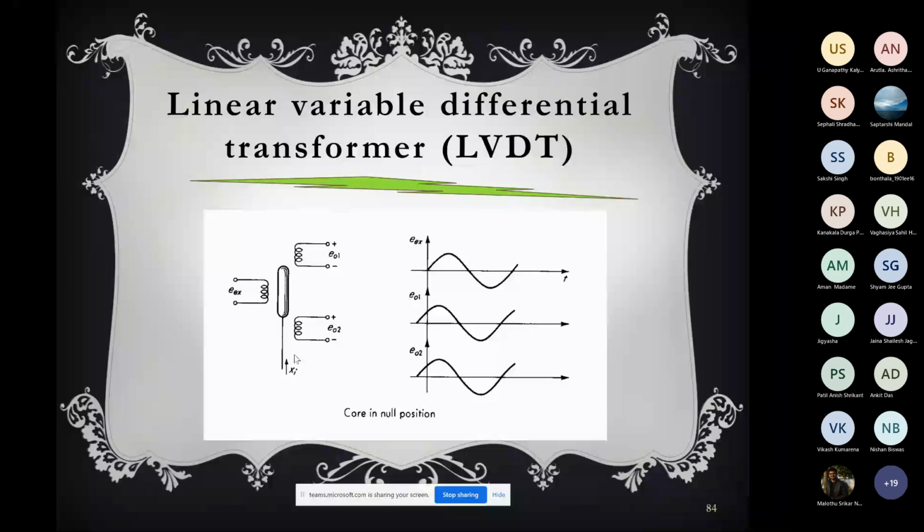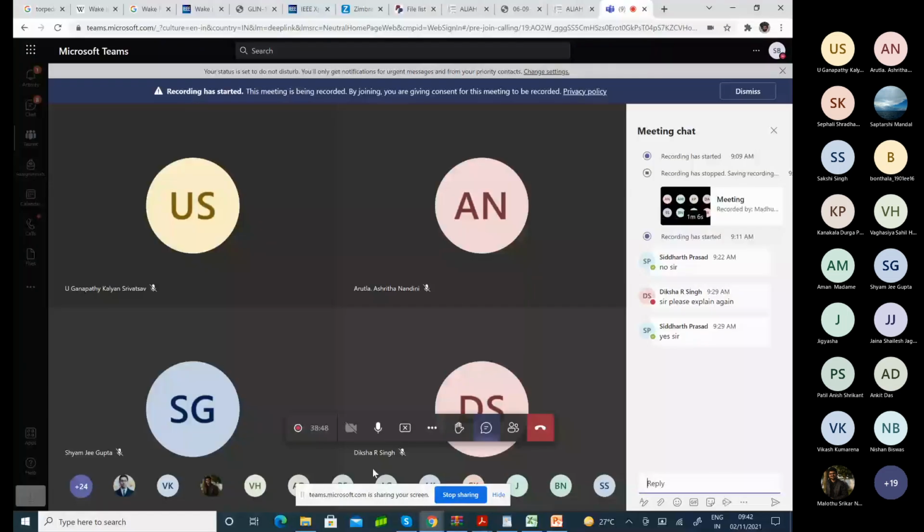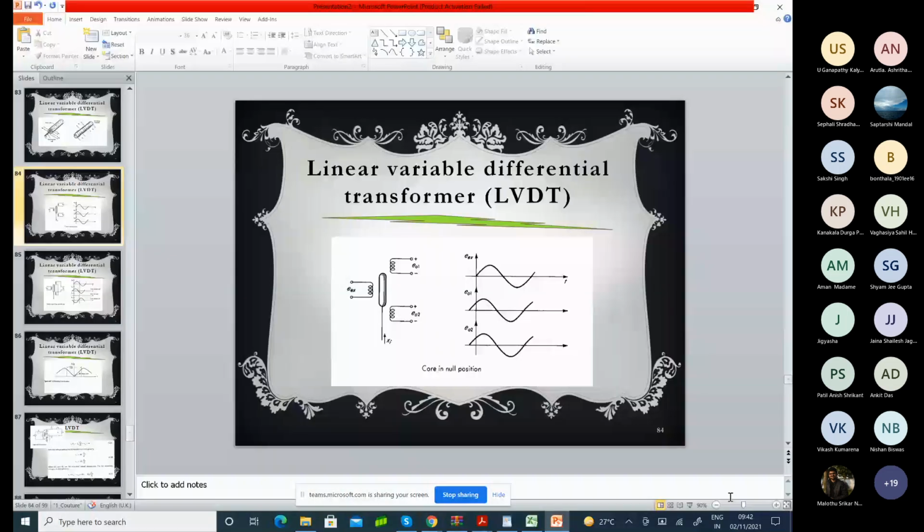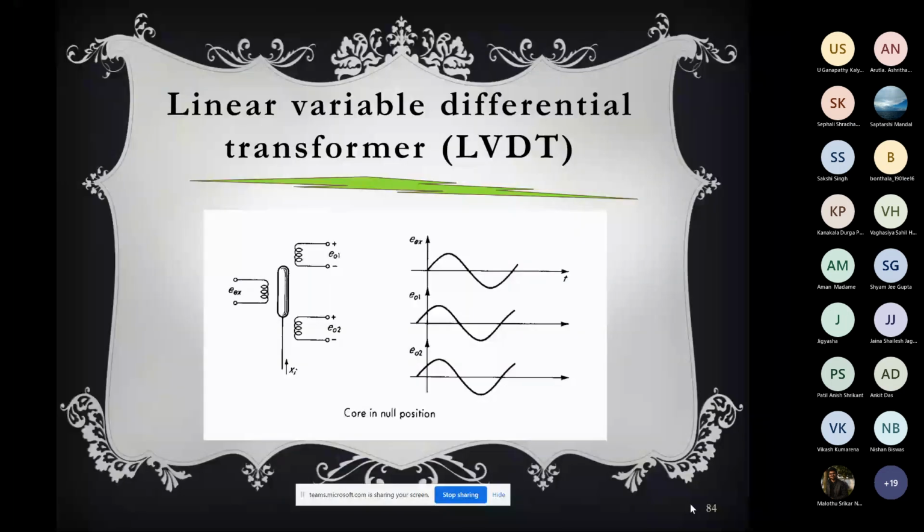Suppose the core is at the null position. That means equal voltage is induced in the first secondary coil E01 and the second secondary coil E02, where EX is the primary coil voltage. If you take the difference of these voltages, you will get zero as output. That means when the output is zero, the core is at the null point, so the displacement is at the zero point. There is no displacement.